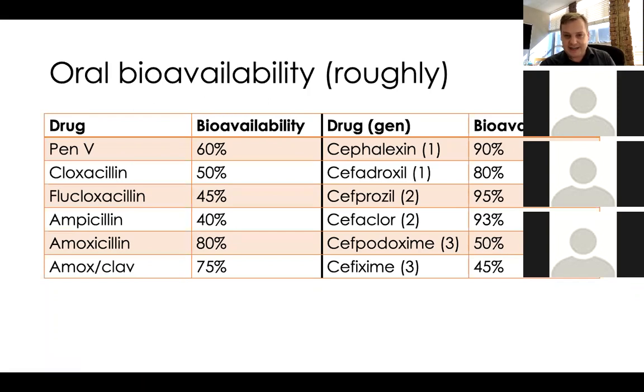If you look on the right side of that table, you can see some of the cephalosporins. The first, I put in brackets there, the generation. So generations 1 and 2, most of them are pretty well absorbed. So you can give first and second generation cephalosporins pretty comfortably, at least some of them, again, not all of them, but the ones that are oral are pretty well absorbed.